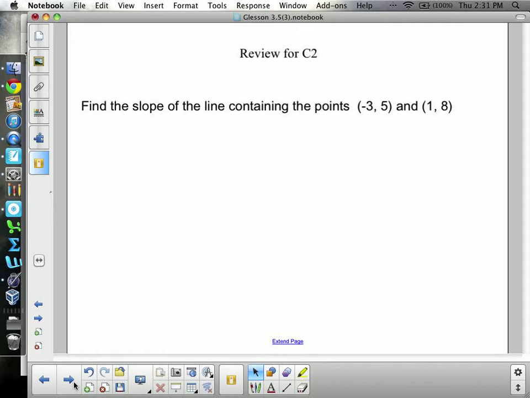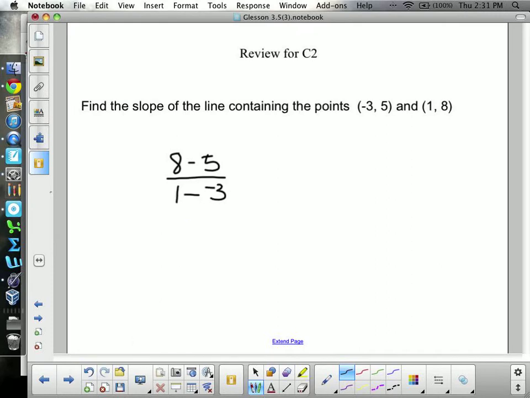But these are the types of problems we're going to see. We start out with review questions. Things like find the slope of the line. I give you 2 points, you find the slope. How would we set this up? 8 minus 5 over 1 minus negative 3. So that's 3 over 4. Slope of that line is 3/4. That's all there is to it.